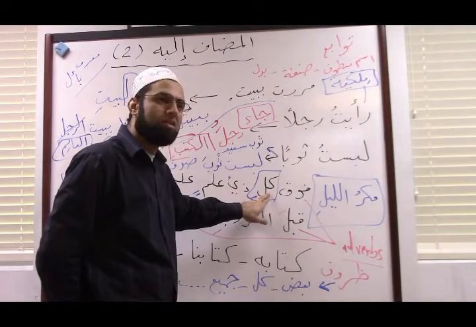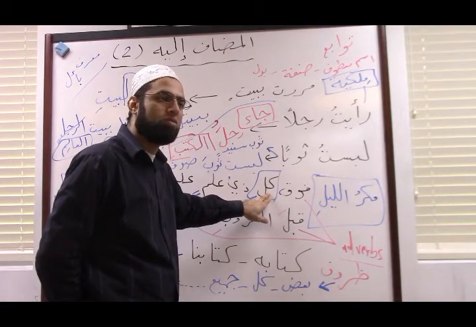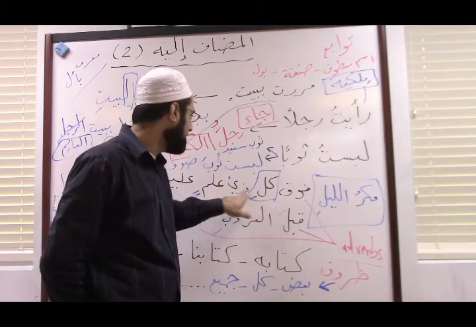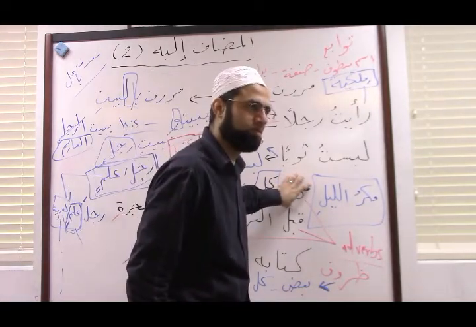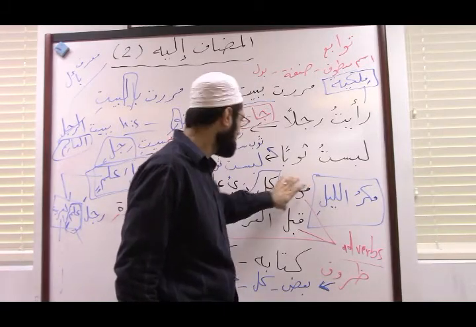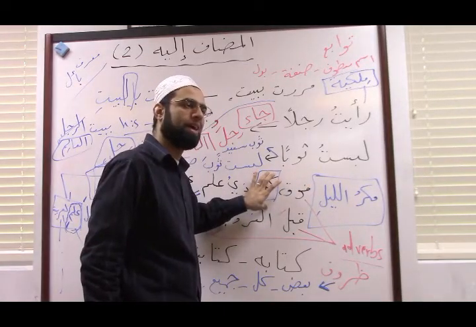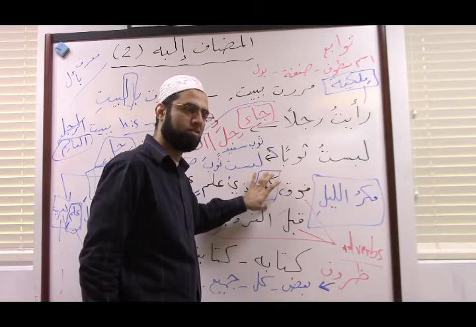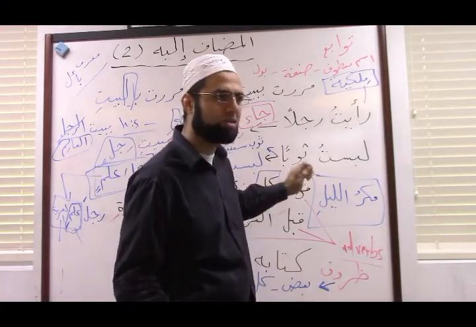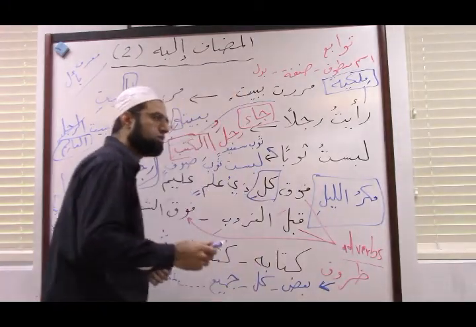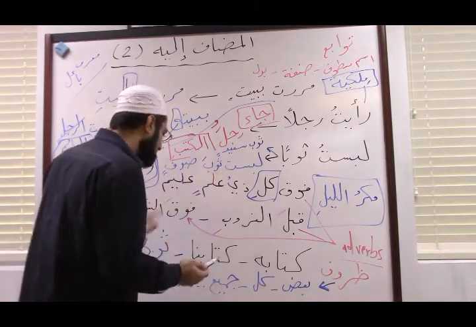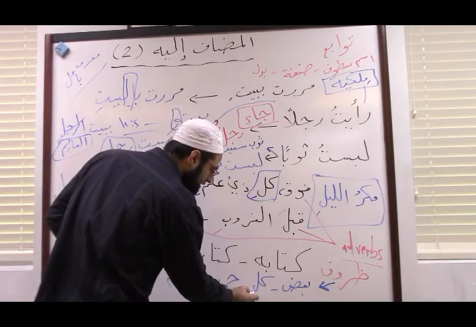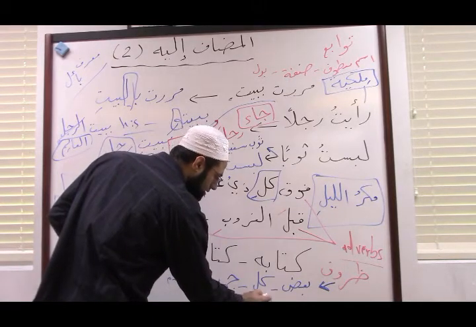So kul means all, right? After kul, what should we have? مضاف إليه, right? So فوق means above, on top of. Kulli, all or every. You can write every so that sometimes you don't get confused. If you say above all, it might confuse you. Sometimes you find every easier to understand.